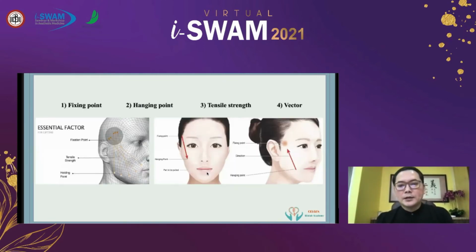So look at this. This is what we call the fixation point, where you want to fix your thread. Which part you are going to lift, we call the holding or hanging point. And then which vector you are going, either up or down. Like Dr. Choi's technique is a bit different, a reverse technique. So that also helps a lot.